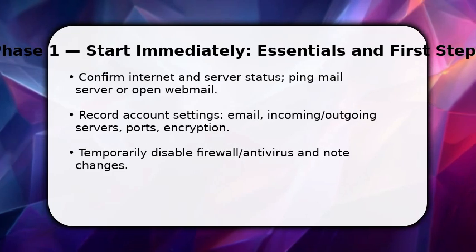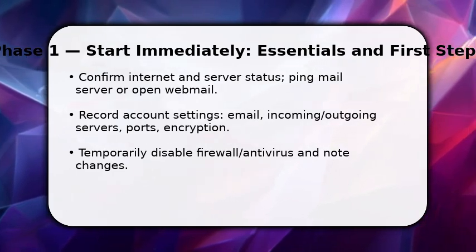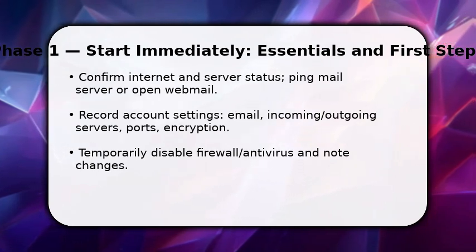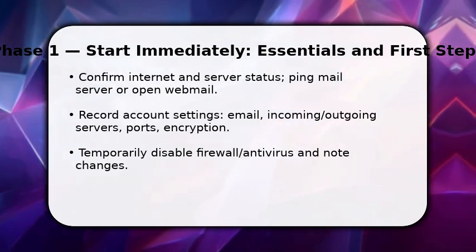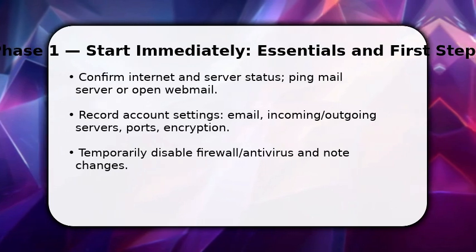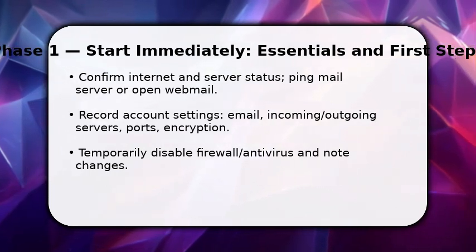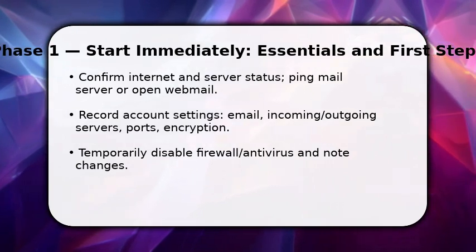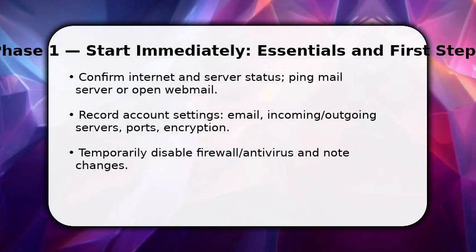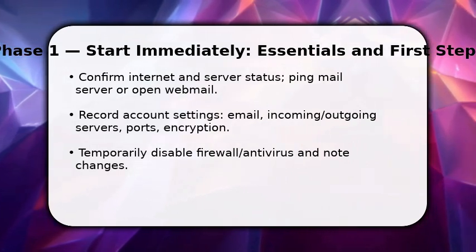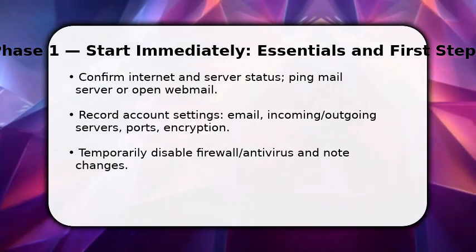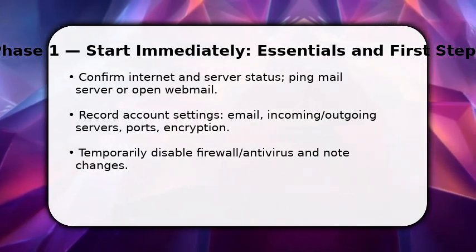You start by verifying basics you already know, then act. Confirm your internet and server respond, and open webmail to rule out server outages. Next, export or write down exact account settings, email address, incoming and outgoing server names, ports, and encryption types, because you will re-enter them. Once done, temporarily disable firewall or antivirus so they aren't blocking connections. Make sure to note which setting you changed so you can restore it later.